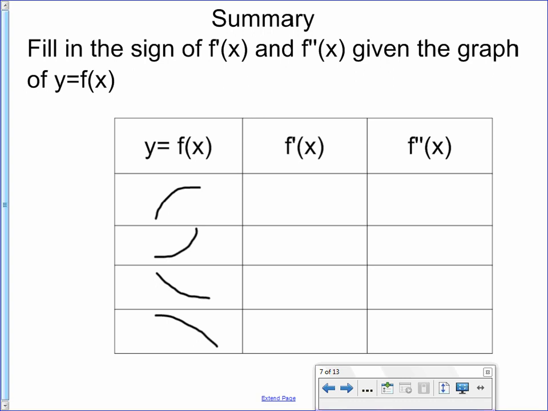So look at this first case. Here's my actual graph of the function. We're going to figure out the sign of the first and second derivative for each of these cases. Remember, first derivative, it's just whether it's increasing or decreasing. Do you think the first derivative for this first case is positive or negative? Positive, because it's increasing, so the slopes, the derivatives, are all going to be positive. Now this is a graph of our function. Look at the concavity to see the sign of the second derivative. Do you think the second derivative is positive or negative? Negative, because it's concave down.